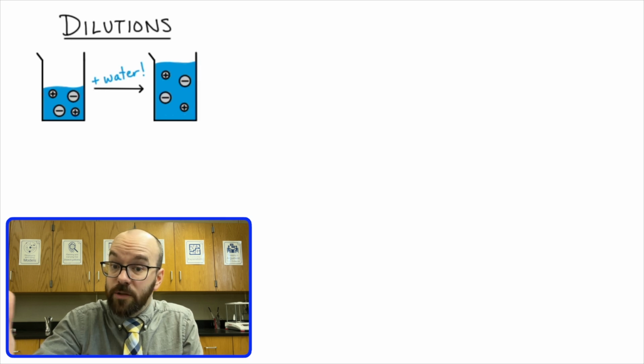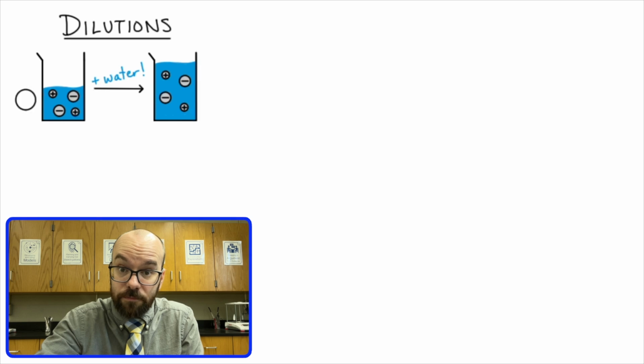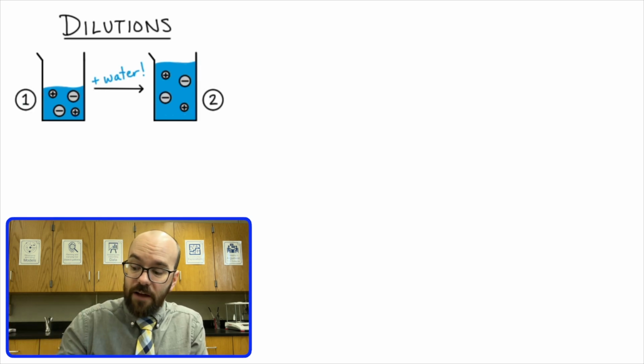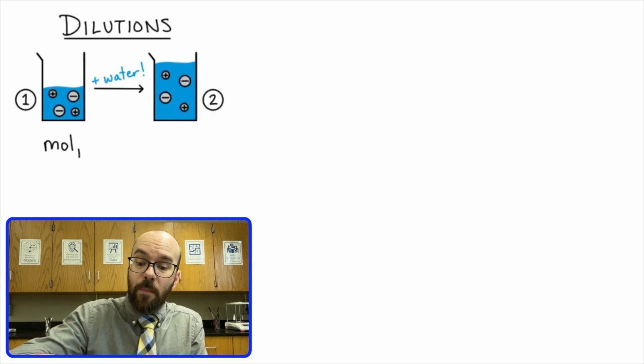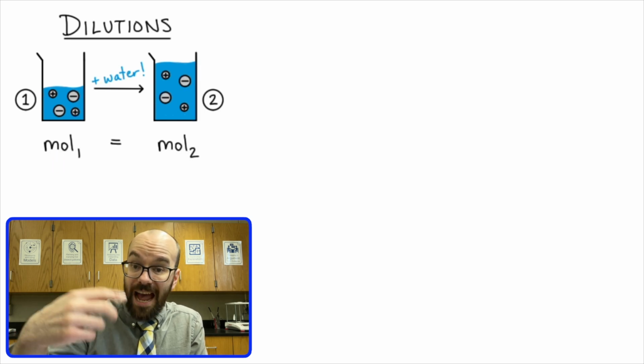However, my volume did increase. Of course, I've got more liquid here on the right, and my molarity changed. In the left beaker, the ions are more concentrated, so I had a greater molarity. And in the right beaker, the ions are less concentrated, so I have a smaller molarity or smaller concentration. So let's call that beaker 1 and beaker 2. 1 is going to be before the dilution, 2 is after the dilution. And like I said, the amount of moles that I have in beaker 1, or moles sub 1, is equal to the moles that I have in beaker 2 after the dilution.